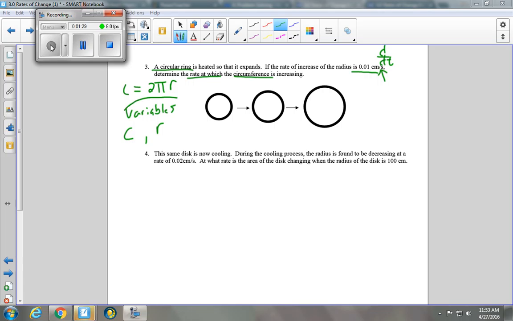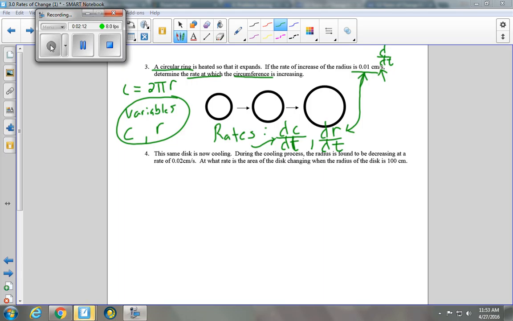We also have different rates. So the rates that are involved here are going to be the derivative of circumference with respect to time, and the derivative of the radius with respect to time. So those are the 2 rates that we're dealing with here. What rate would this one be? dr over dt, right, that is that one. So we know that one already. The question is asking us, what is that one? So that's what we're after in the end here.